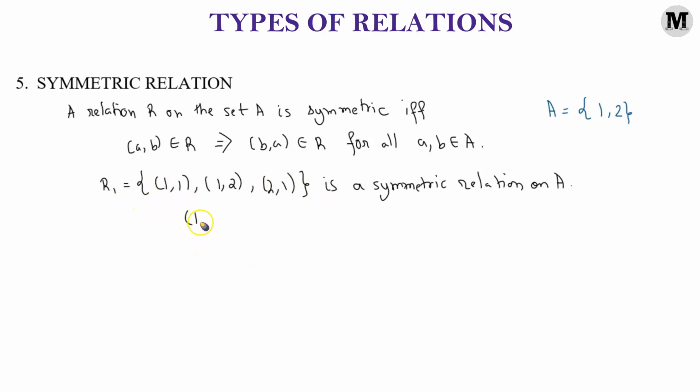So why is R1 a symmetric relation? Let's pick up the first ordered pair (1, 1). Clearly (1, 1) belongs to the relation R1. If we interchange the position of the elements in the ordered pair, the second element goes to the position of the first element, and the first moves to the second position. We again get (1, 1), which belongs to R1. Then we have to pick up each and every element. So if we take (1, 2), it clearly belongs to R1. This implies that (2, 1) is also a member of R1. So that is why we are saying that R1 is a symmetric relation on A.